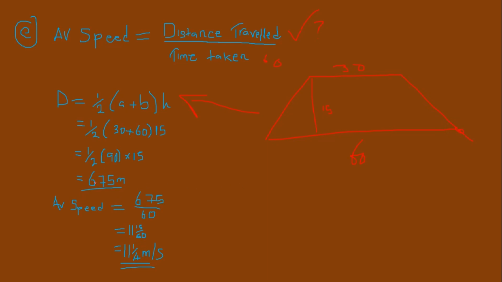Okay, so now that we have found distance, we have to go back to our formula and replace where there is distance and put 675 over the 60 here. Okay, so if you divide this, you're going to have 11 remainder 15 over 60, but then because you can still reduce this one, 15 into 60, it's going to be 11 1 over 4 meters per second.